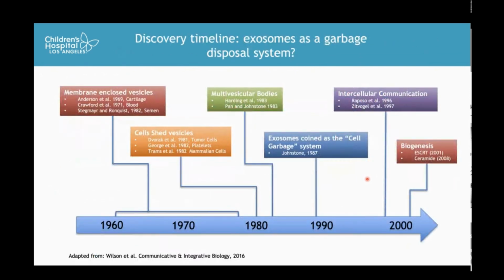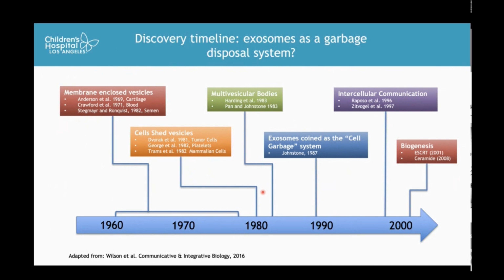So this is a timeline of the discovery of extracellular vesicles. The presence of vesicles was demonstrated in the 60s and 70s. That's when membrane-enclosed vesicles started to be described in the literature, and the fact that cells were shedding vesicles. The multivesicular bodies have been described in the early 80s, but the function was not known. And initially, exosomes were coined sort of as a cell garbage disposal system, a way for the cells to dispose of unwanted material.